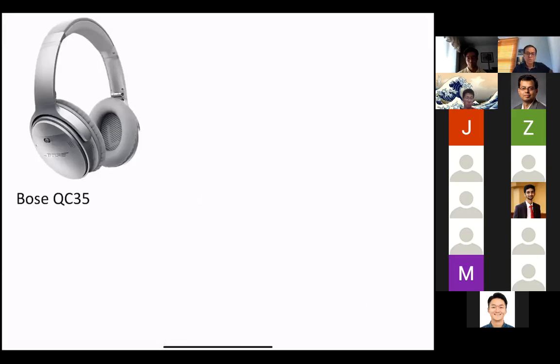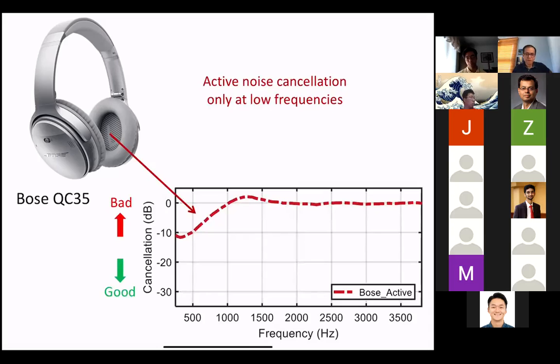So this is Bose's QC35, which is pretty much the state of the art, the best noise cancellation headphone you have today. And if you look at the noise cancellation performance, this is what the graph looks like. On the Y-axis, the lower you go, the better is the cancellation. Okay, so this is 0 dB, meaning nothing is getting canceled. Minus 10 dB means reasonable amount is getting canceled. Minus 30 dB means a lot is getting canceled. Okay. X-axis is frequency.